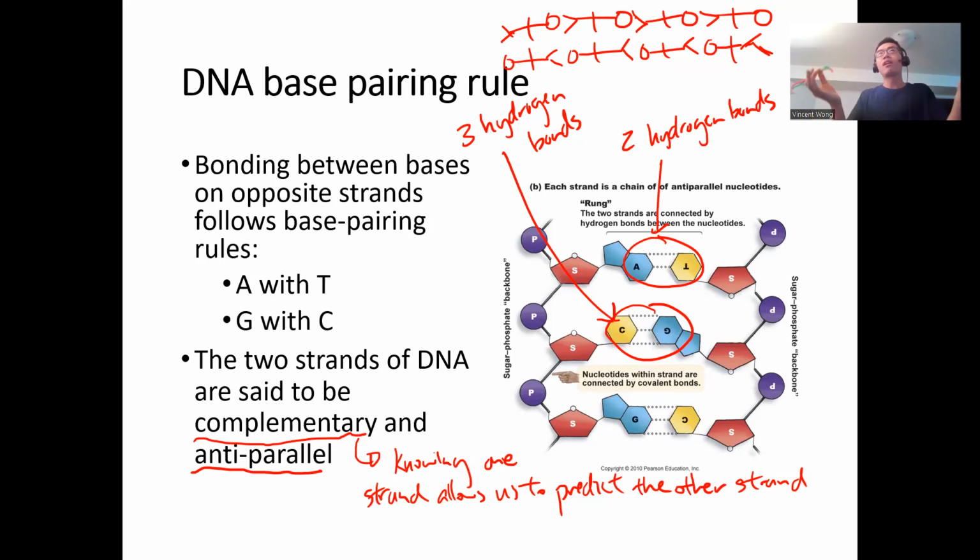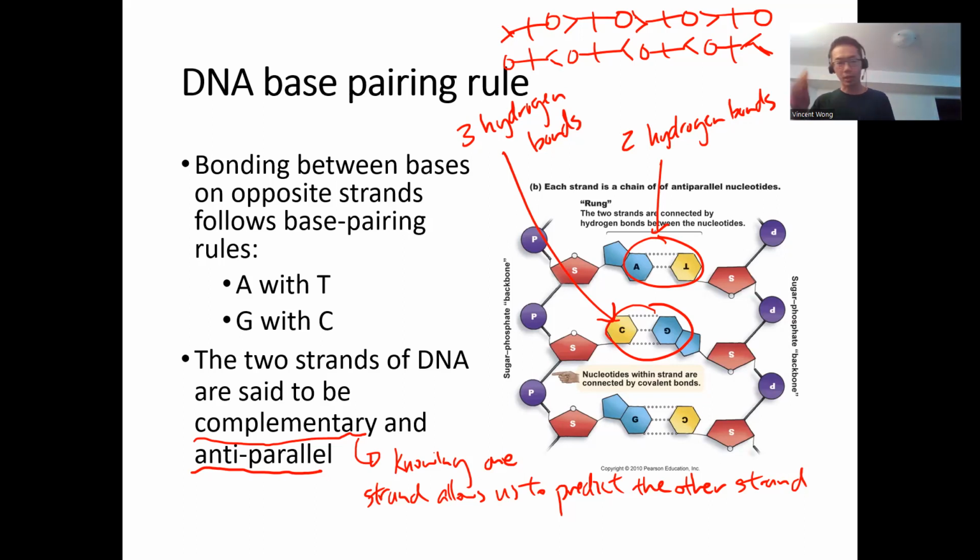Think of it as three pieces of tape holding each of them together, right? So if I want to pull them apart, it takes more force to do it. But if it has a lot of A's and T's in it, only two bonds holding together, then that's easier to pull apart. Does that answer your question, or is it still a little bit unclear?